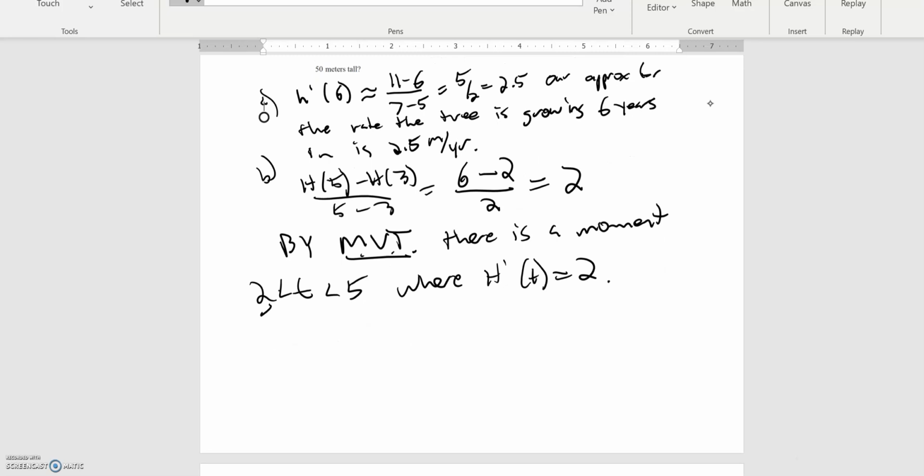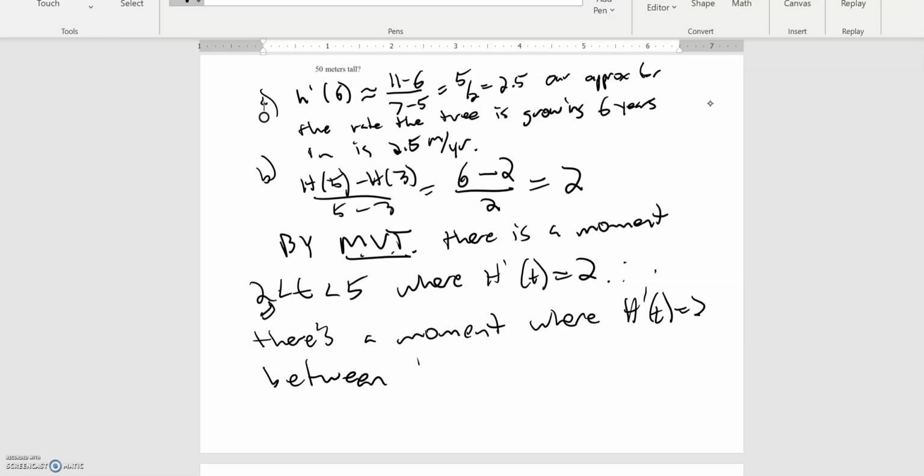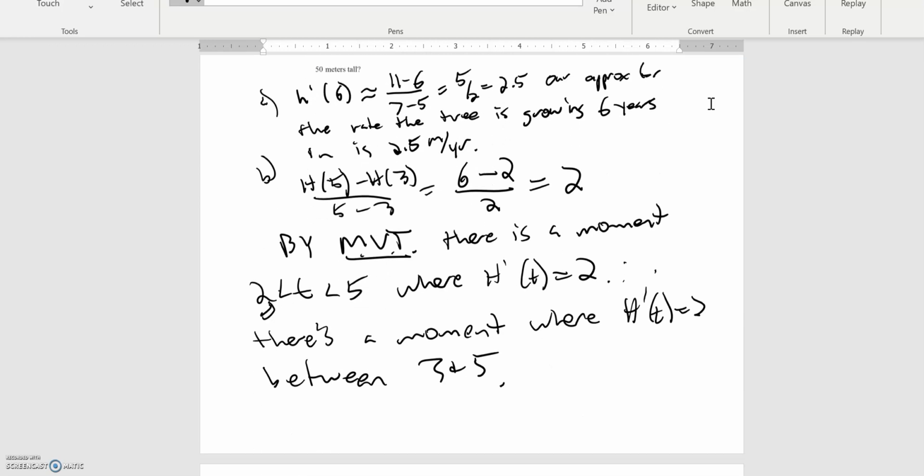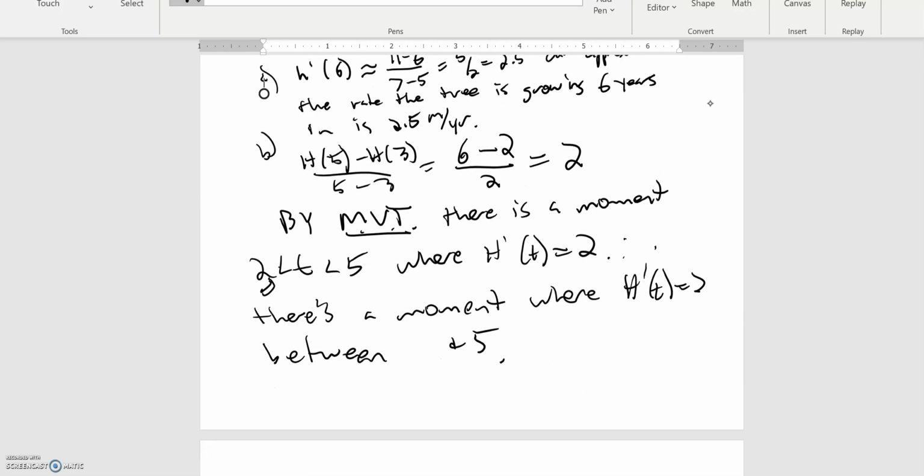And since there's a moment between 3 and 5, therefore there's a moment between 2 and 10, because between 3 and 5 it'll happen. Moment where h prime of t equals 2 between 3 and 5. Okay, I feel like I'm getting a little long-winded. Oh no, wait, I'm sorry. I already said that, and it's between 2 and 10. Okay.